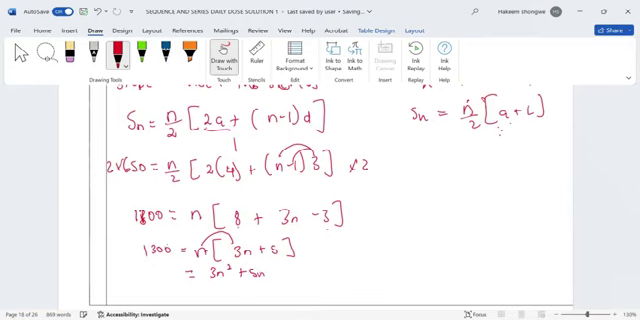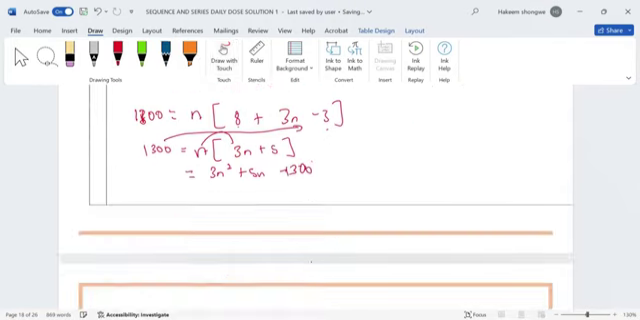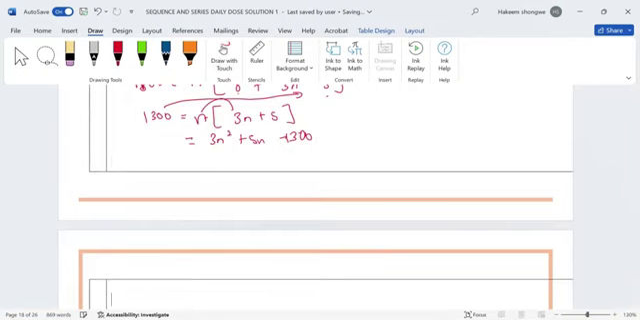If it's a quadratic, then it is advisable to take this one to this other side, and then we have minus 1,300. It's minus, by the way. It's not positive. It looks like a positive. So it's minus 1,300. From here onwards, you still have to factorize it. You can use the quadratic formula.